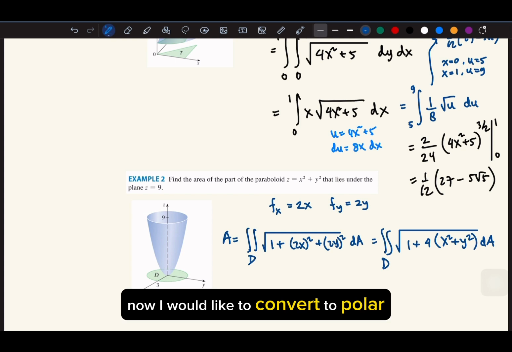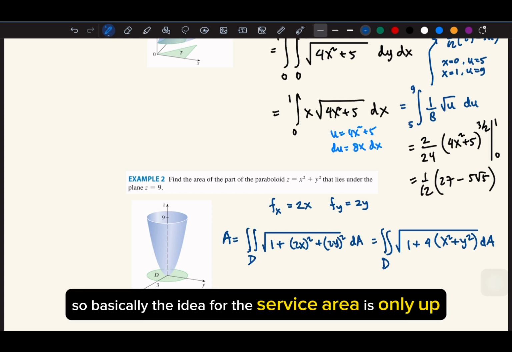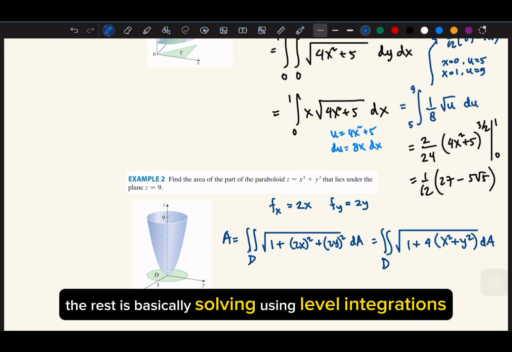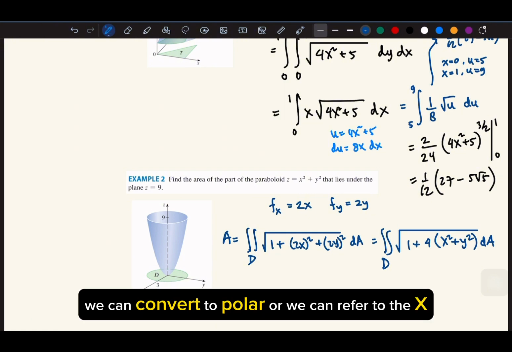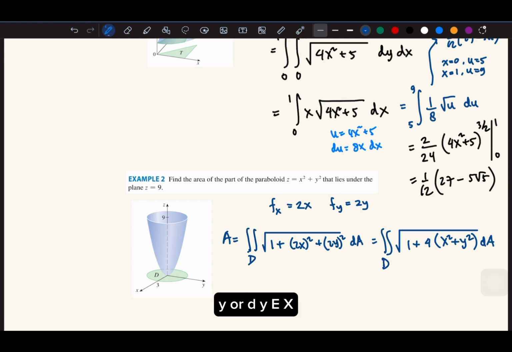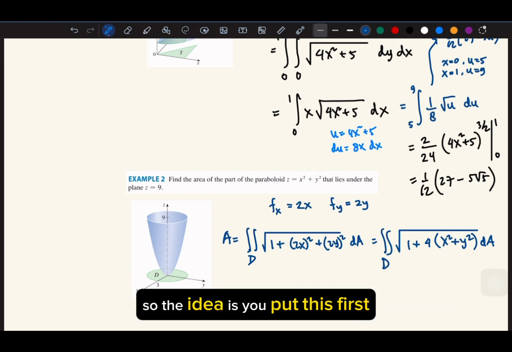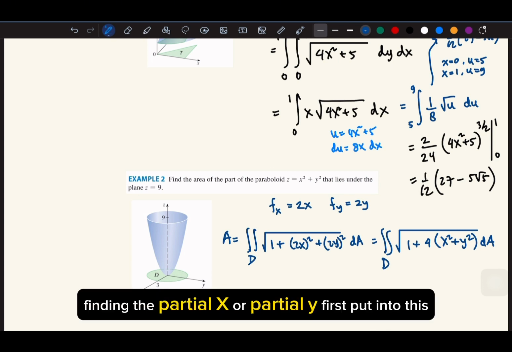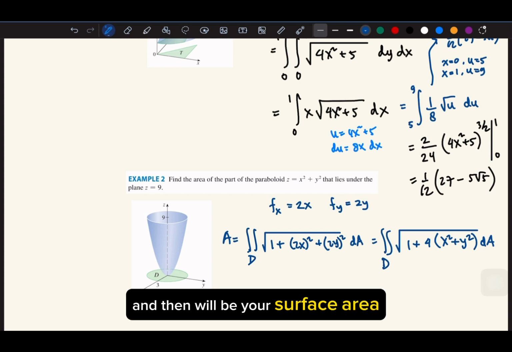Now I would like to convert to polar. Basically, the idea for the surface area is only this part. The rest is basically solving using double integrations. We can convert to polar, or we can reverse dx dy or dy dx. So the idea is you find the partial x and partial y first, put them into this, and that will be your surface area.